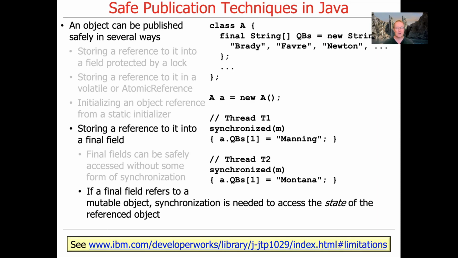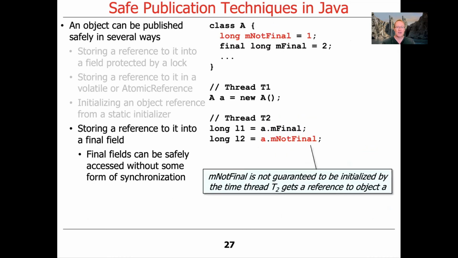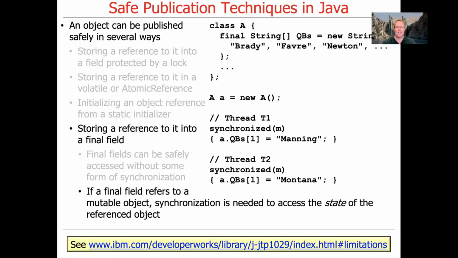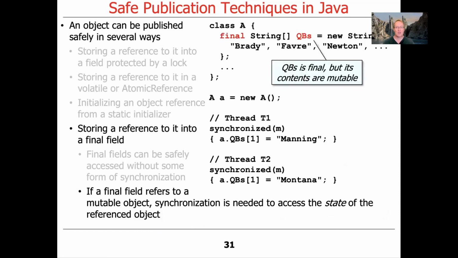Now, here's another little bit of trivia. If a final field refers to a mutable object, you still need synchronization to access the state of the referenced object. And this is very subtle. So before we saw that we had a final field that was essentially a primitive, so everything was fine. Over here, however, we're going to see a slightly different example. So in this case, we have a final field that's an array of strings. And we call them QBs for reasons that will become clear in a second. And this is initialized to be an array with a bunch of names of famous NFL quarterbacks like Tom Brady, Brett Favre, Cam Newton, and so on and so forth.